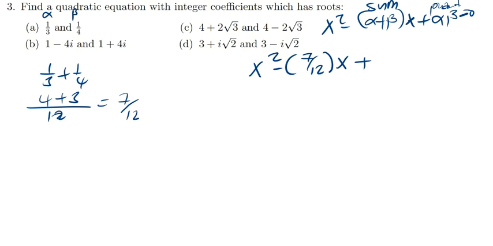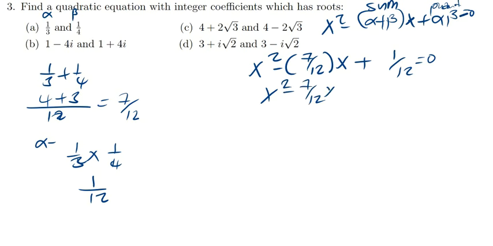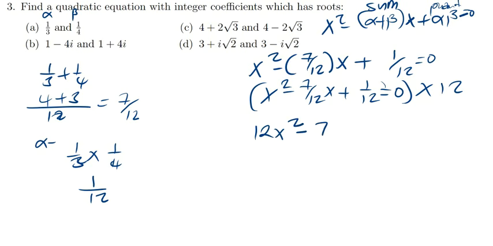Let's now find the product, alpha times beta, which is 1 over 3 times 1 over 4. So that will be 1 over 12. Then plus 1 over 12 is equal to 0. That's the equation. To make this equation more interesting, multiply by 12 everywhere to get rid of the fractions. So it will be 12x squared minus 7x plus 1 equals 0. This is the equation.